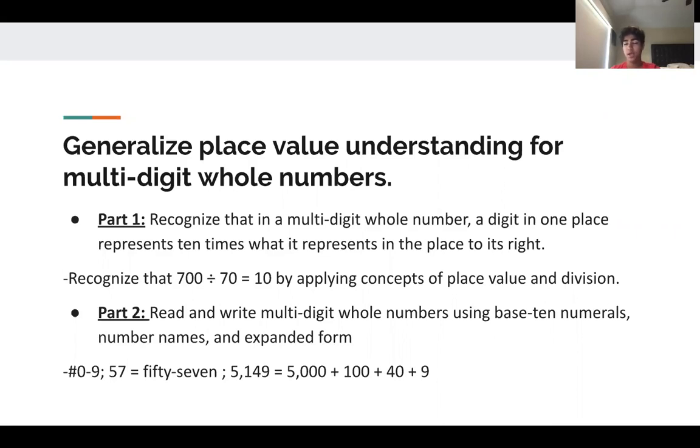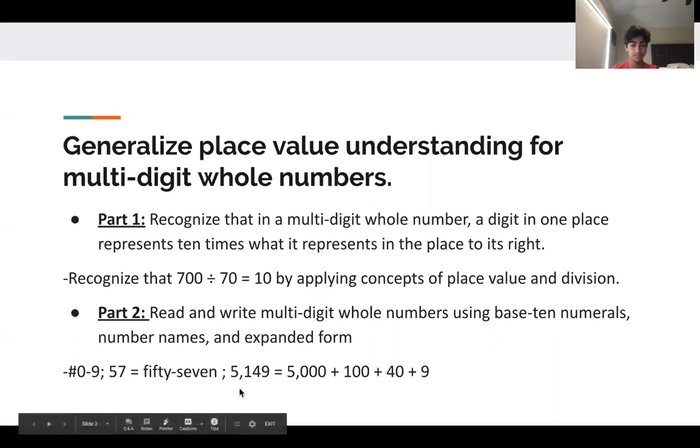Now, the second part of this says, do you know how to read and write multi-digit whole numbers using base 10 numerals, number names, and expanded form? What this means is, are you able to look at a multi-digit whole number, break it up into its individual components, and add it back together? Let's look at the number 5,149. In this example, you have to go to each place and add it back together.